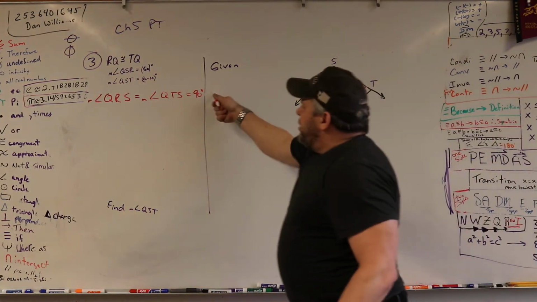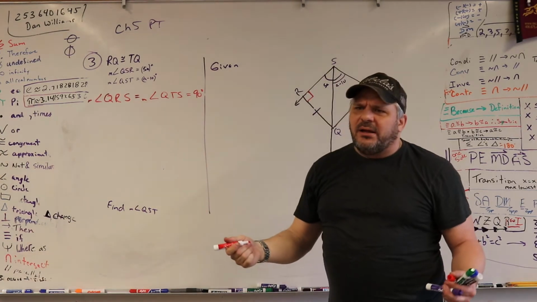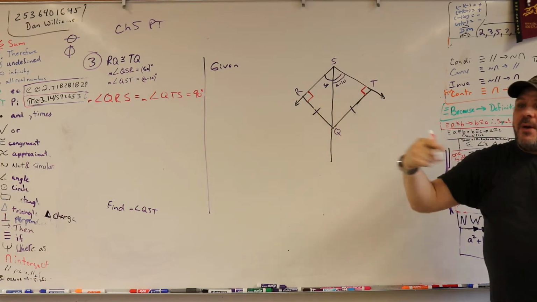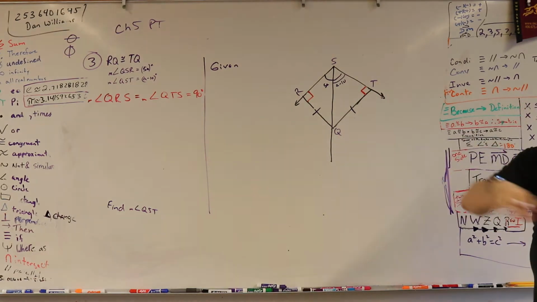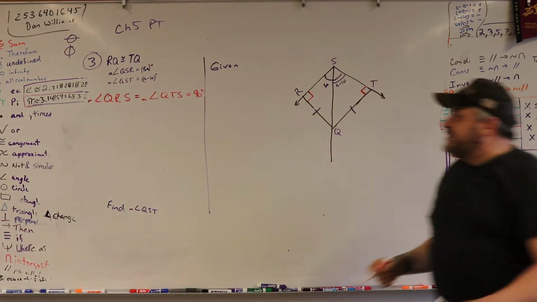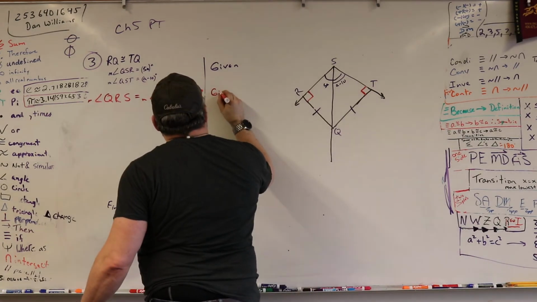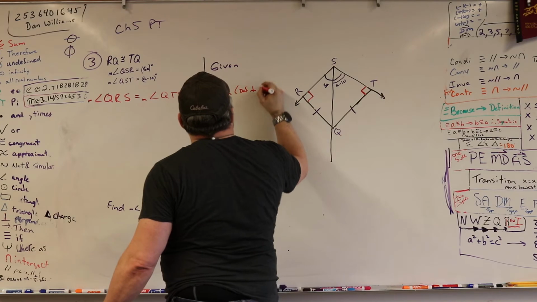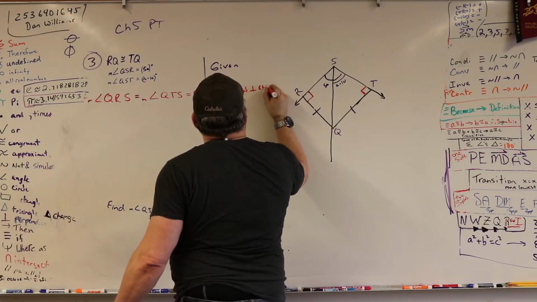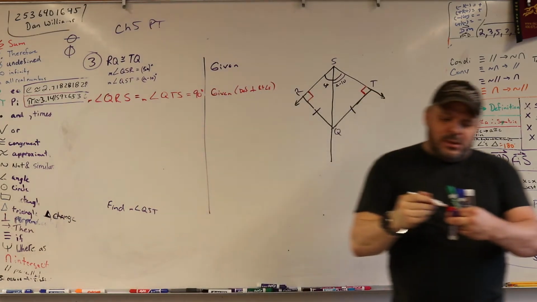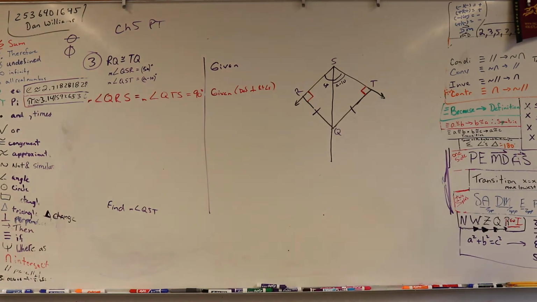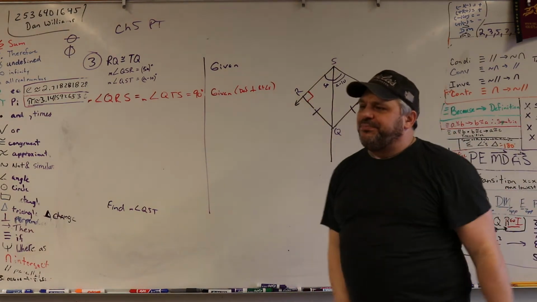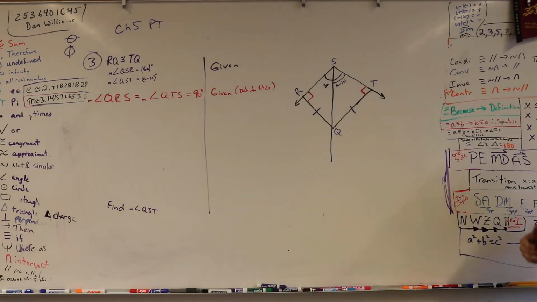So, how do we know? Because it's given. This is also given, but it's given in the example. So you can say given, and you can also say definition of perpendicular, right angles. Okay? It's up to you. But it's given, so we know it. All right, next. What else is given?